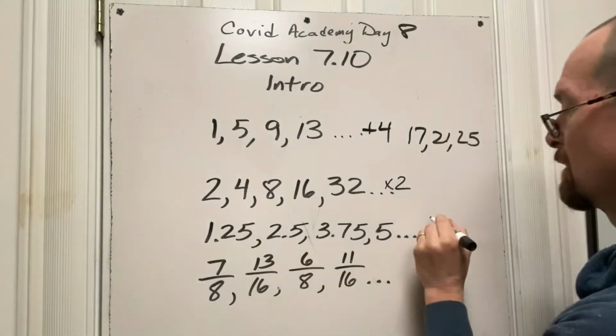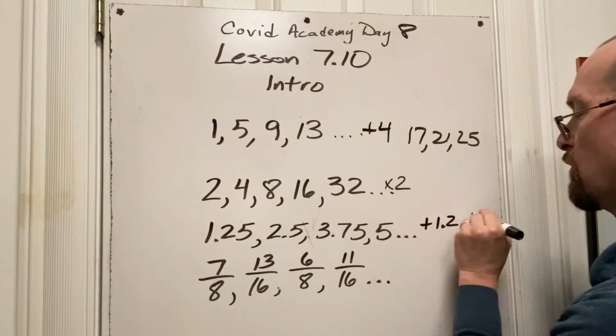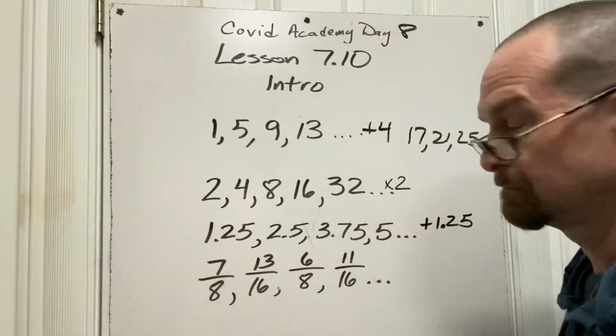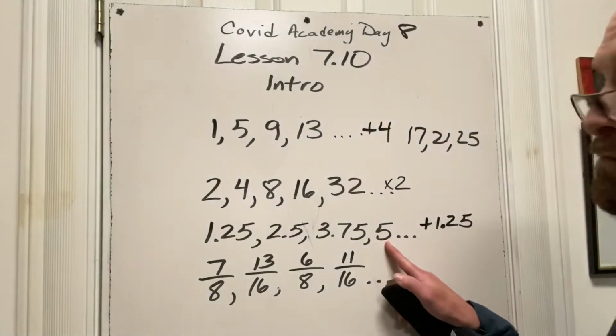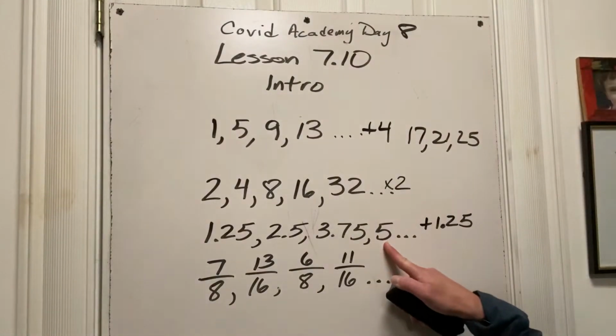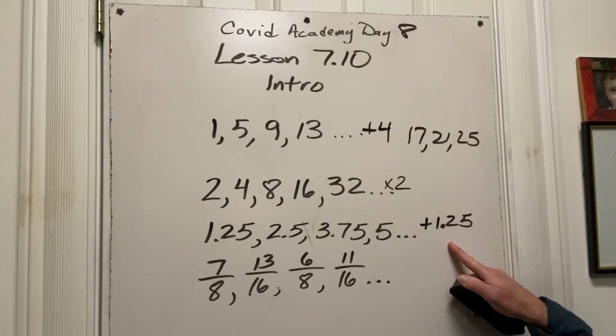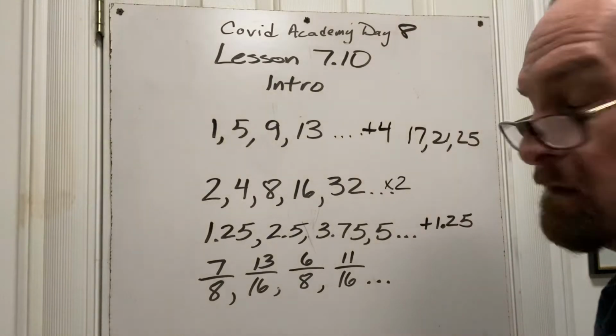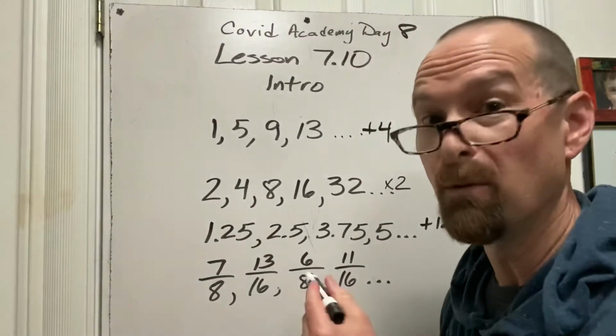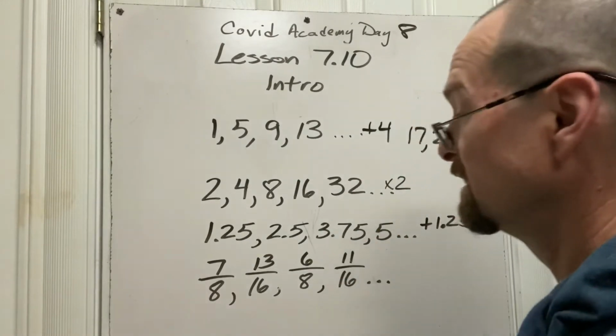This one, it's going up by 1.25. So the next numbers would be 6.25, then 7.5, and 9.